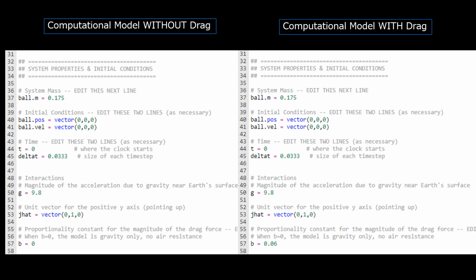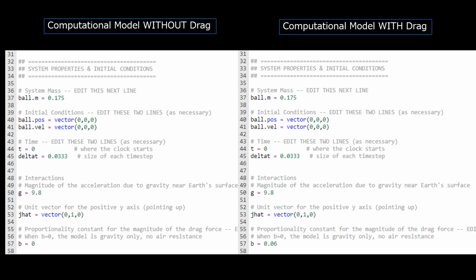And then both the position and velocity vectors are set to 0 to start because the frisbee starts with 0 initial velocity and its position is the origin. And then time is at 0. And delta t is 0.0333 because the video was filmed in 30 frames per second. Gravity is, of course, 9.8 meters per second squared.